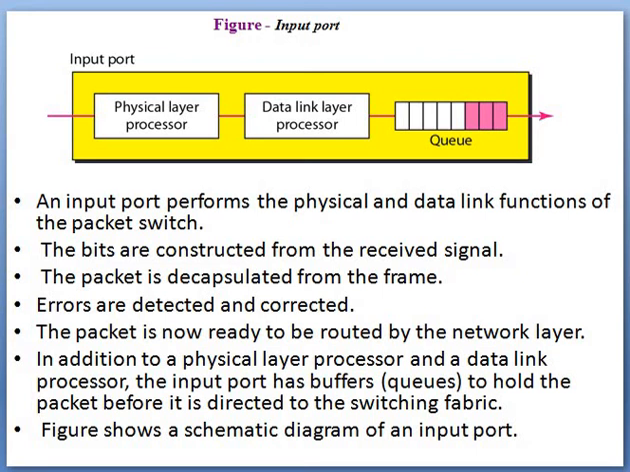In addition to a physical layer processor and a data link layer processor, the input port has a buffer, that is a queue, to hold the packet before it is directed to the switching fabric. This diagram shows an input port.